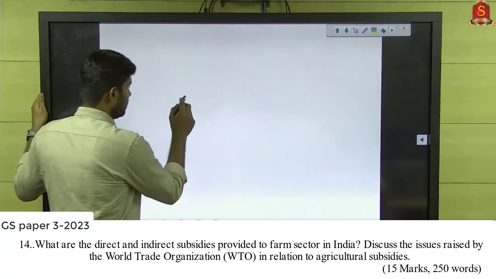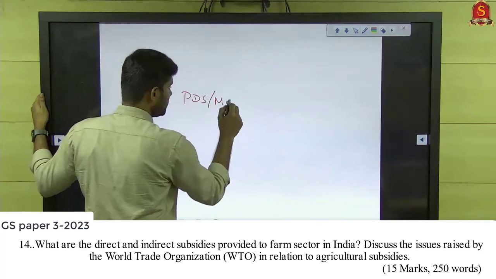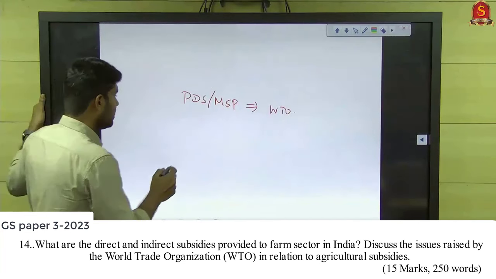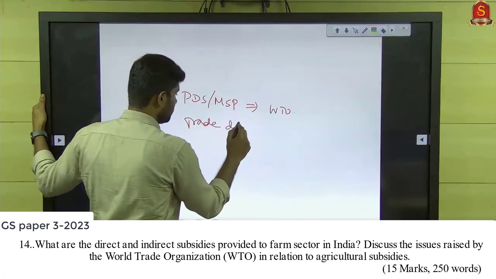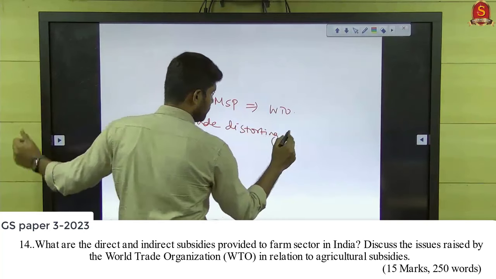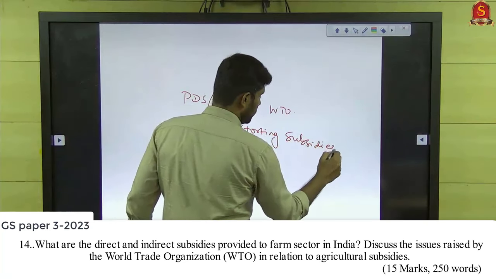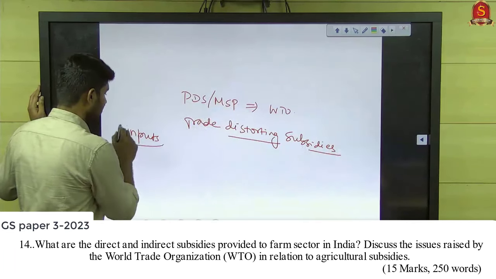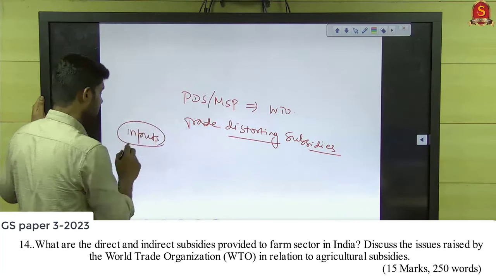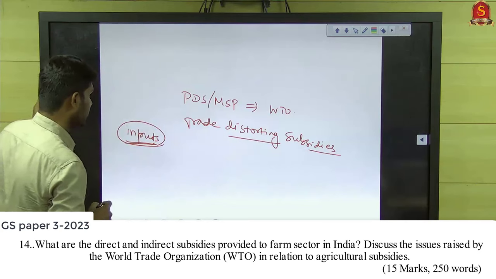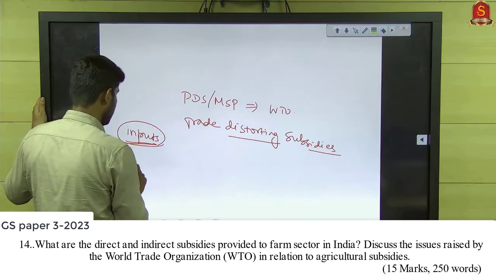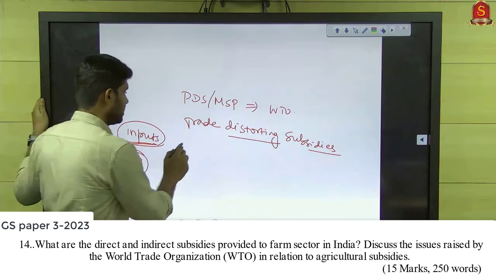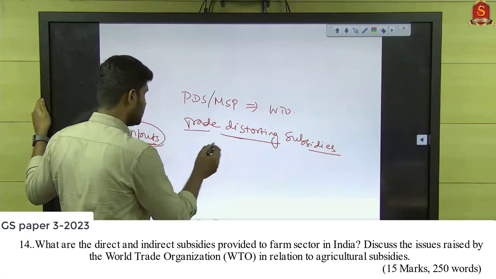So what is the issue with our PDS system, our MSP system in the WTO? Actually, WTO classified these subsidies as trade distorting subsidies. Why are they called trade distorting subsidies? The subsidies given for the inputs, the direct income supporting measures to the farmers, the PM Kisan scheme, then our MSP system, the minimum support price system. The WTO is criticizing our subsidy system because they are classified under the trade distorting subsidies. So how do they distort the trades?